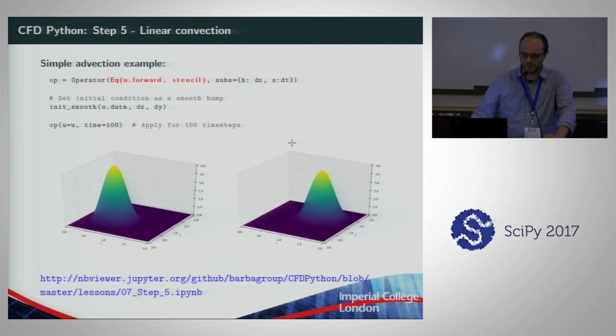Now, what can I do with this? I again create a SymPy expression object, or equation object, that updates the forward stencil point with the stencil. I do a little bit of bootstrapping to insert some spacing symbols. And then I create an operator. The operator is the other really important class in Devito because it encapsulates the entire code generation and automation toolchain.